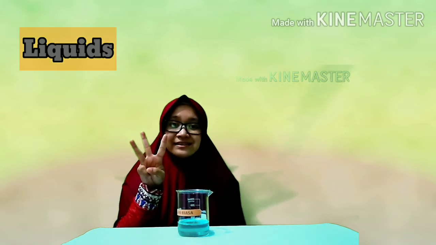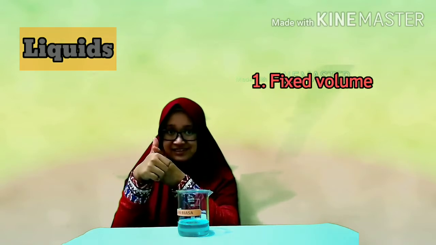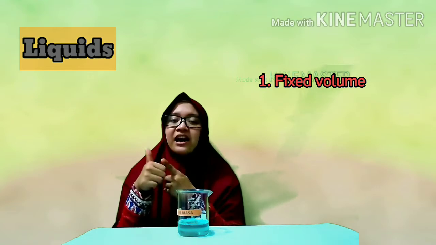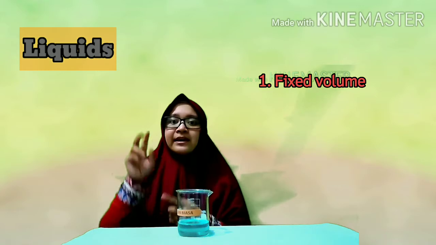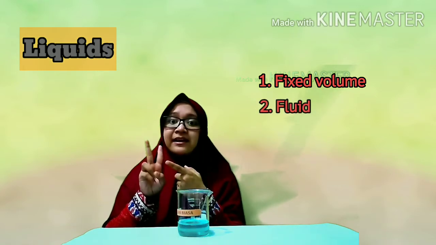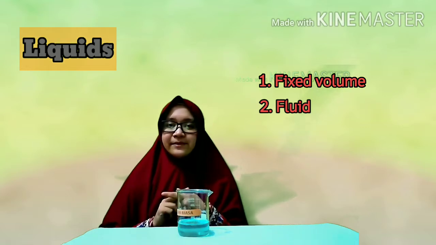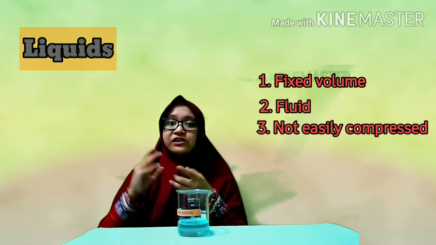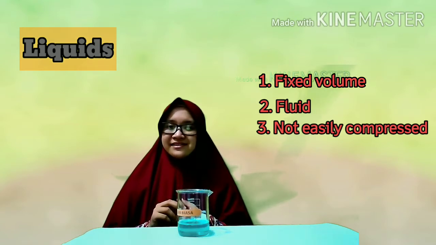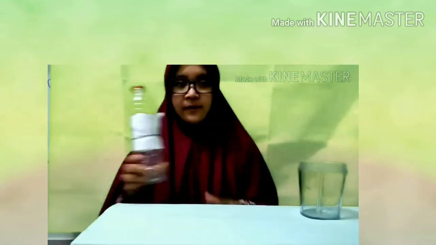So, can you mention the 3 characteristics of liquid matter? The first, liquids have a fixed volume but not a fixed shape. The second, liquids are fluid. The third, liquids are hard to compress. They are not easy to compress like solid matter.